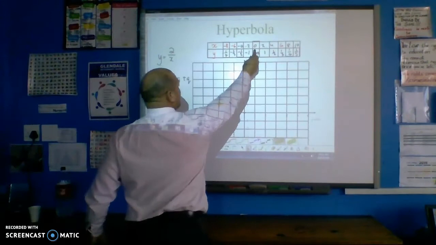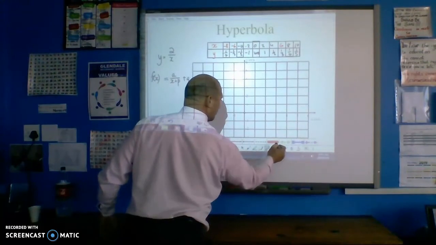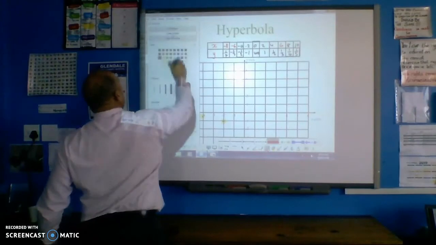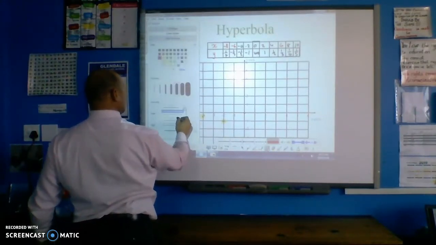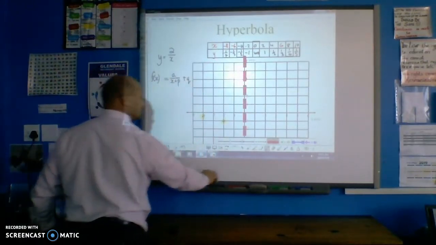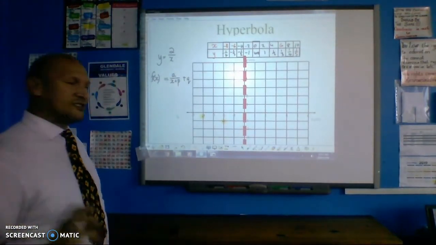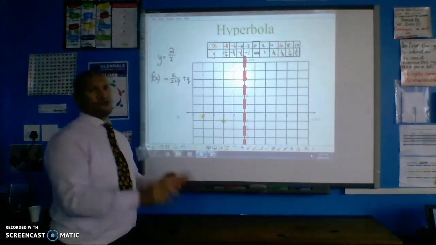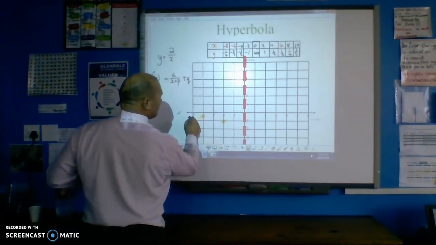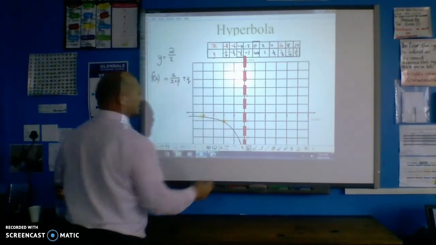Then at 0, I'll have an asymptote. So let's just draw an asymptote over there, and we change that line format to an asymptote. Make that an asymptote. So that point will be an asymptote. So what is an asymptote? An asymptote is a line that the graph doesn't touch. Don't touch my asymptote. Right. So the graph will have more or less that effect.